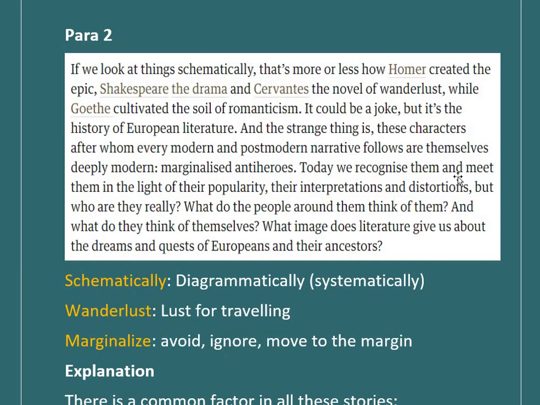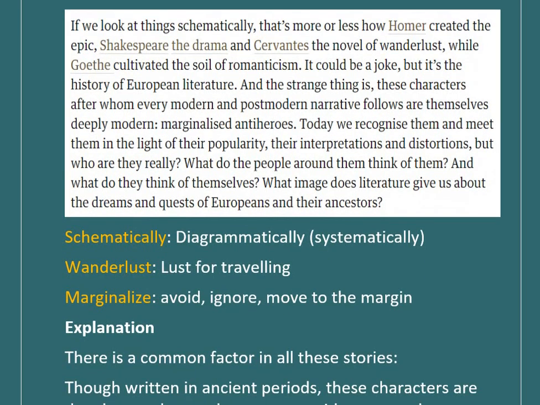Today we recognize them and meet them in the light of their popularity, their interpretations, and their distortions. But who are they really? What do the people around them think of them? And what do they think of themselves? What image does literature give us about the dreams and quests of European ancestors? So now we will move on to the explanation of it.